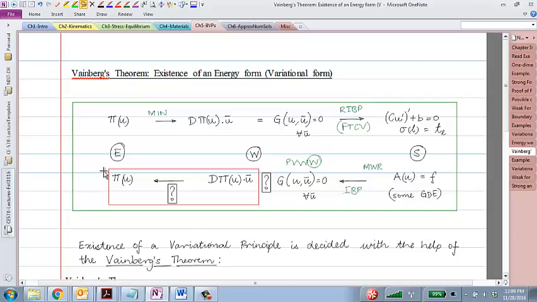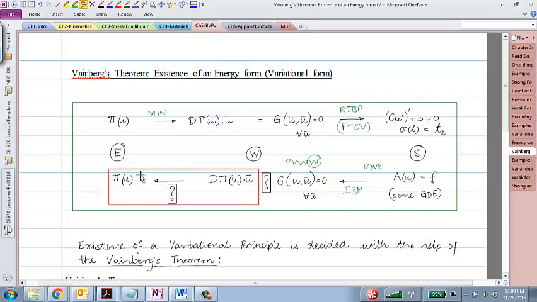You can set up the method of weighted residuals form of the weak form. You can set up the PVW form. The question is: is there an underlying energy form that will lead to the same weak form if you minimize it? That is not a question that you can always answer yes for.